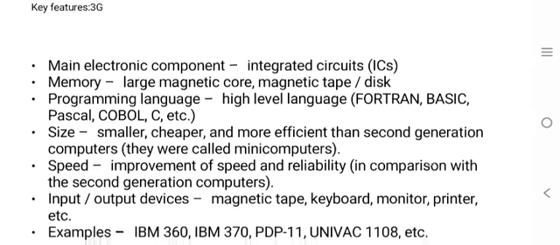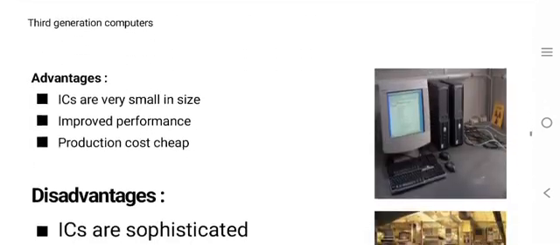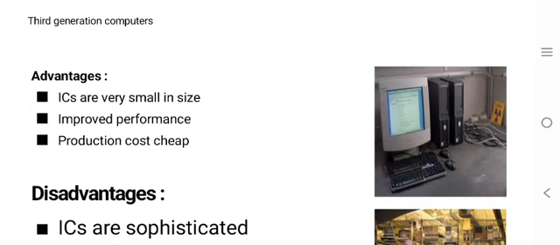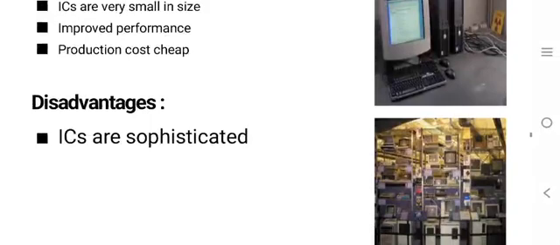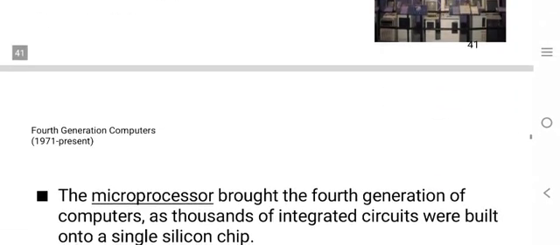The main electronic component is the integrated circuit. We use magnetic core and magnetic tape and disk for data storage. Higher programming languages are used here, and the size is smaller, cheaper, and more efficient than the second generation computer. The advantages of third generation computers are that ICs are very small in size, performance is improved, and production cost is cheap, but the disadvantage is that ICs are sophisticated.